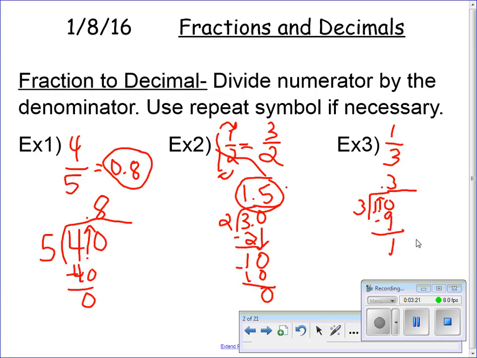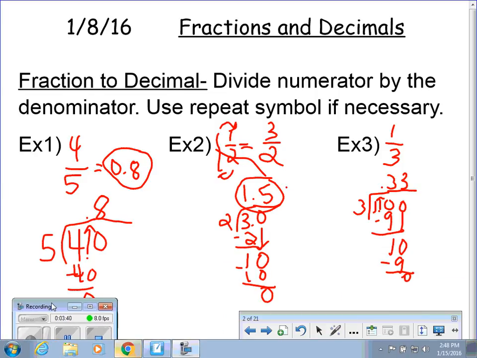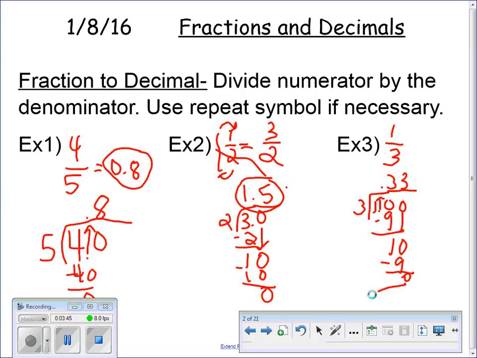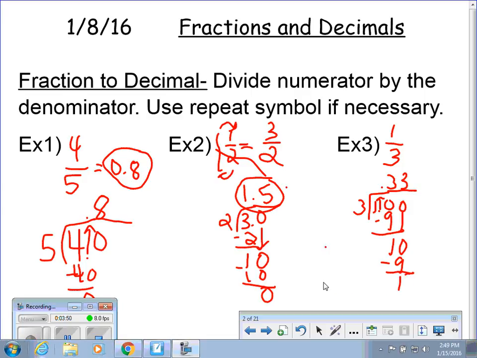I have 1 as my remainder, and let's bring down another 0. And I'm asking myself again, how many times does 3 go into 10? We just asked ourselves that up here, but it goes in 3 times, and 3 times 3 is 9, and we have a remainder of 1. So if you notice, this is going to repeat on and on forever.